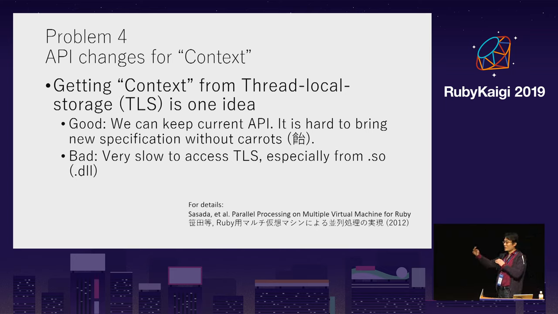So changing the API is one approach, and I believe this is the best approach. But if we change the C API without any carrots, nobody will move to this new API.